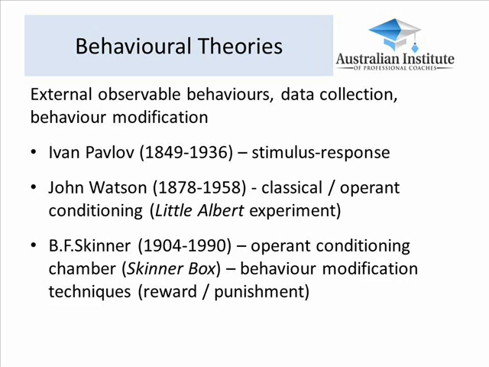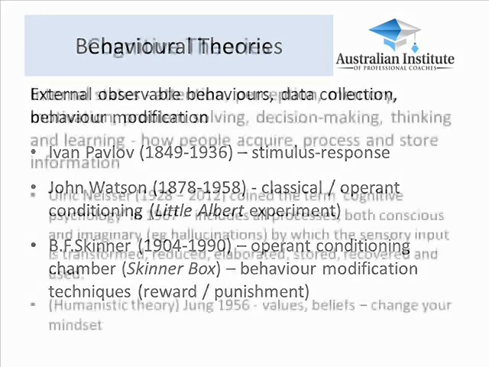B.F. Skinner developed the Skinner box, which used operant conditioning to modify behavior using rewards and punishment. You may remember seeing videos of mice turning a wheel to receive a pellet of food. Links to some of these videos are at the appendix of your workbook.